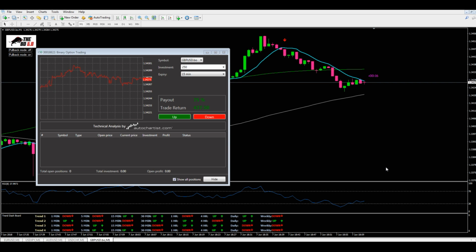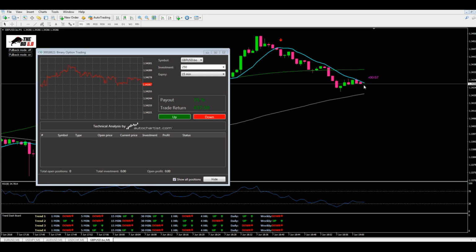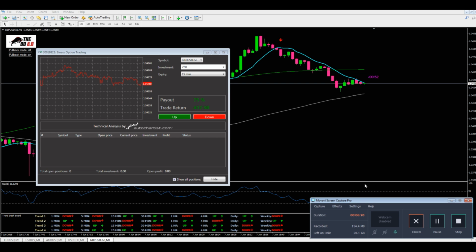And in trading, it's all about having a probability of winning. You can never guarantee it. We just need a probability of winning. So at the minute, the price is not doing a lot. It's kind of stuck here. One minute to go. It might be a couple of minutes before the price actually does anything.